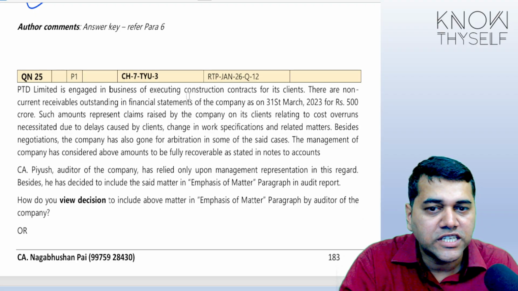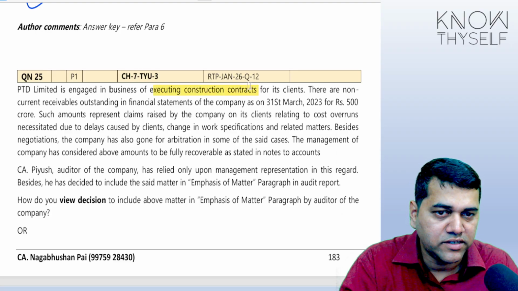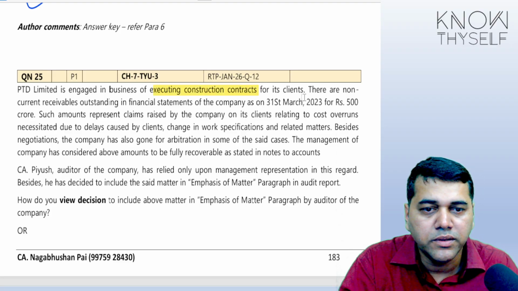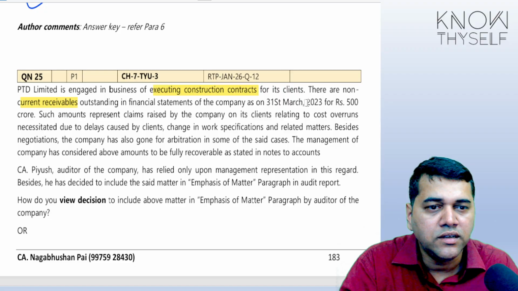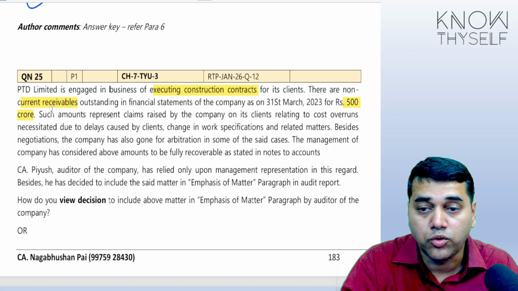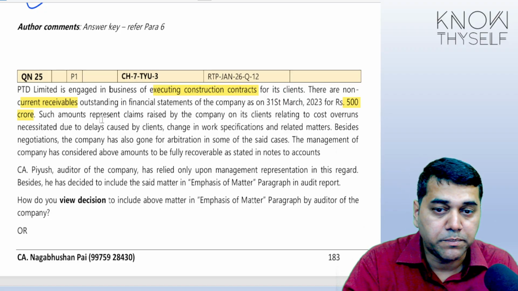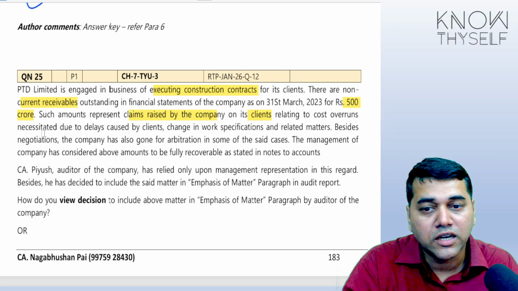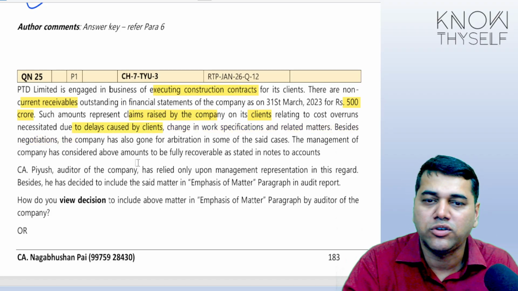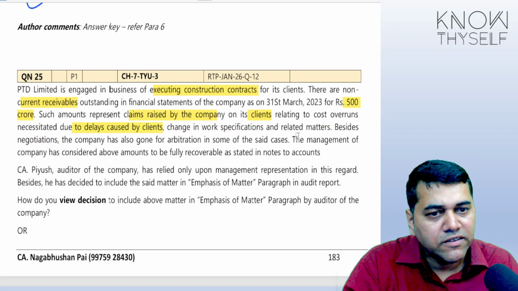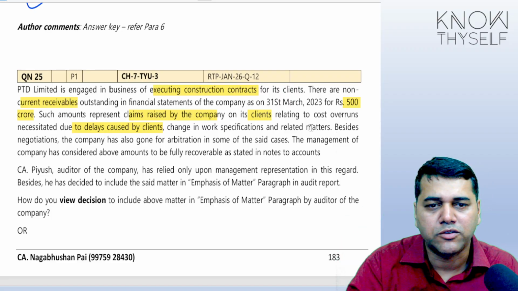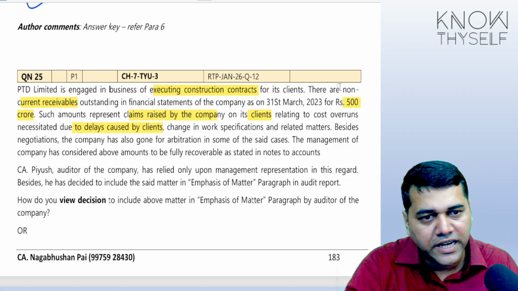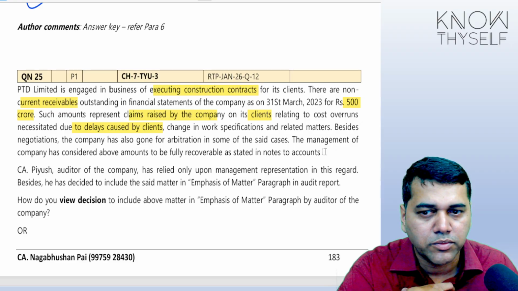PDT is engaged in the business of executing construction contracts. There are non-current receivables outstanding amounting to 500 crore. Oh, big amount. Such amounts represent claims raised by the company on its client relating to overrun cost due to delay caused by the client, change in the work specification, etc. That means after you started, the client came with a different requirement. So it's all the client's mistake. They have also agreed, I believe. So 500 crore is receivable.